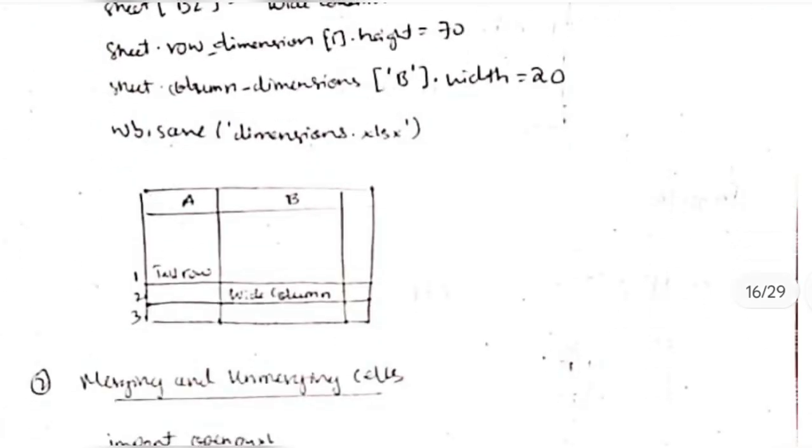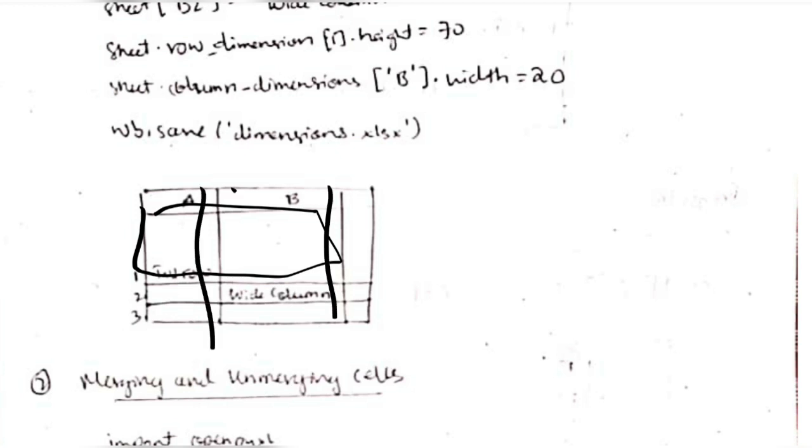You will have a row here with a height which you have specified, and the white column means this is the A column and this is the B column. See, this is the column which is wider than the previous column, so that will be displayed.